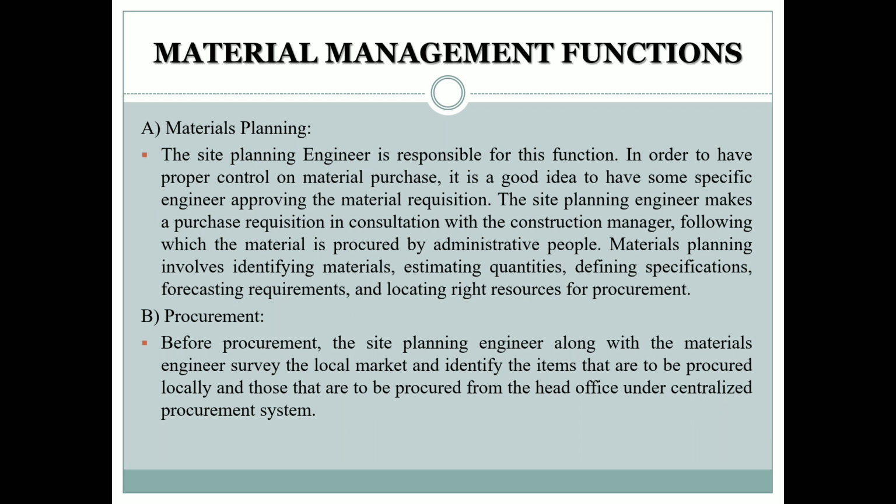Second one, go for procurement. Before procurement, the site planning engineer along with the material engineers survey the local market and identify the items that are to be procured locally, and those that are to be procured from the head office under centralized procurement system. So always materials can be procured in two ways. Either we have to go for local survey, that is which are all the materials available in local conditions, in the sense which materials are procured locally, and which materials we have to hire from other companies or hire from other outsources. So this is nothing but your procurement.